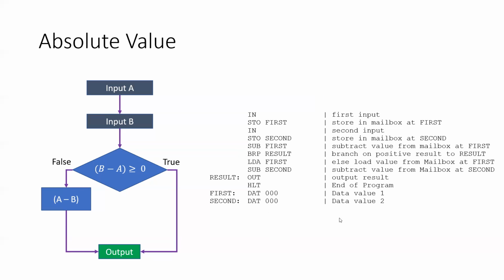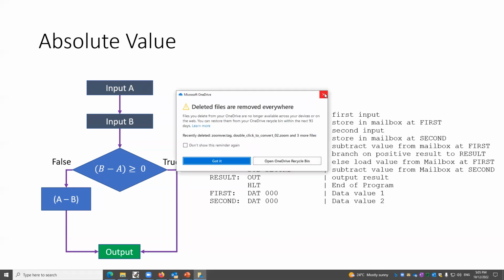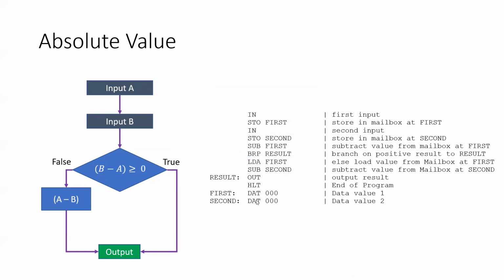You can do it. First we take the input of A and store it as the first value, which is getting stored here. Then we have a second input that is getting stored here, and both of them are taken. Then we subtract from second, that is B minus A, the first value, and check if the answer is positive. If it is positive, the result should be given out, which is here. So we write this code, give out the result, and stop the program.